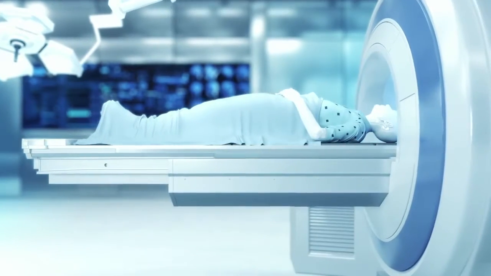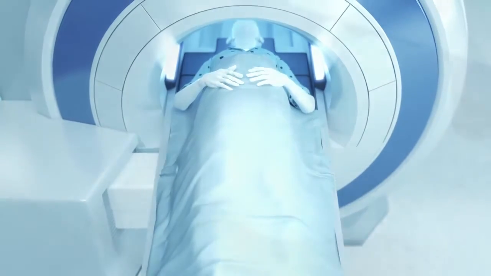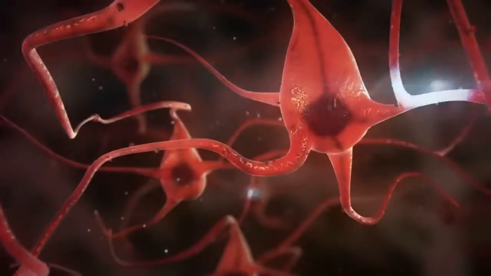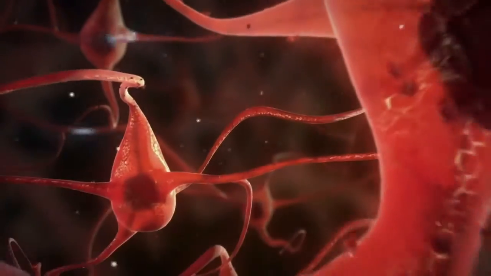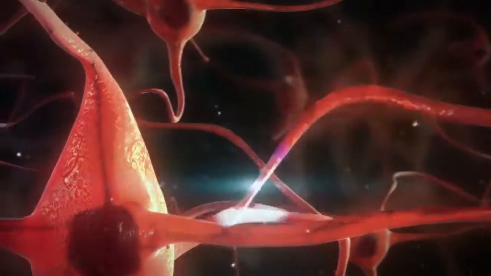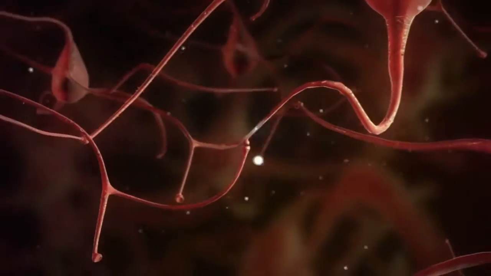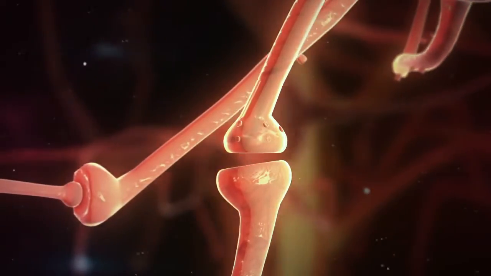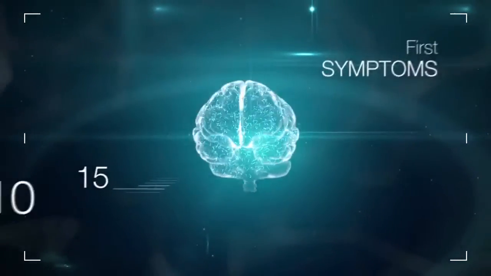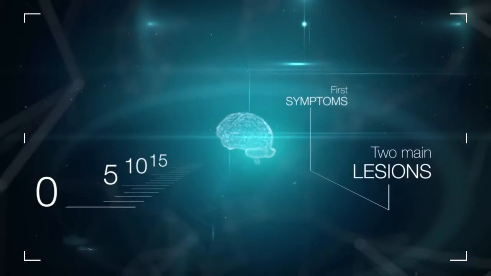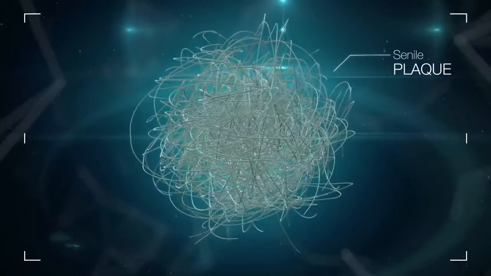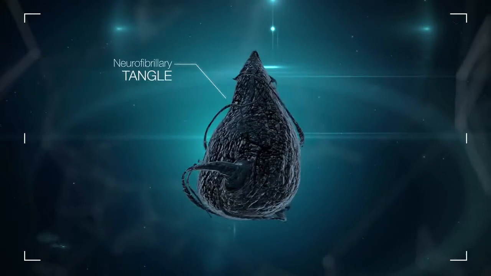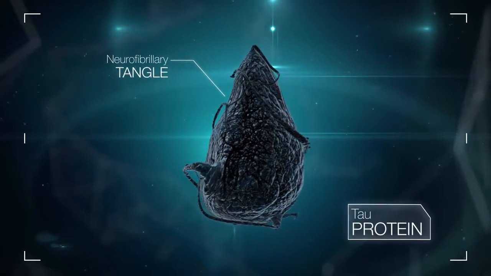100 years later, thanks to current scientific techniques, research has made a great leap in the understanding of the disease. We know that the brain is made up of neurons and that these are interconnected to form a vast network. These connections, known as synapses, enable the transmission of information from one neuron to another. In Alzheimer's disease, 10 to 15 years before the appearance of the symptoms, two main lesions form in the brain: senile plaques, composed of amyloid beta protein, and neurofibrillary tangles, composed of tau protein.